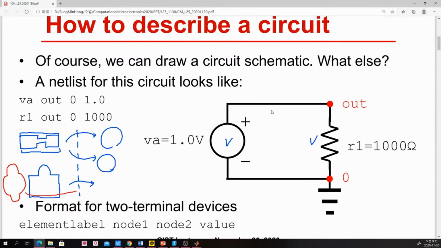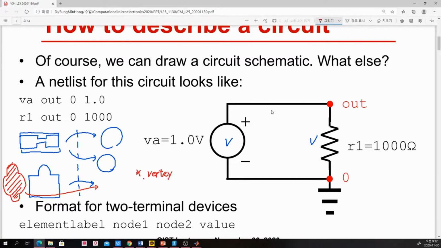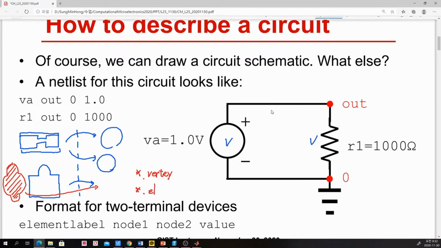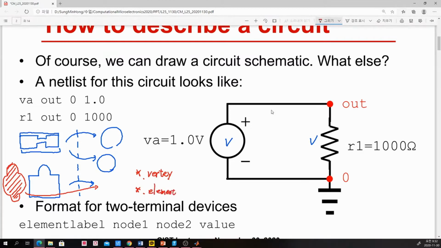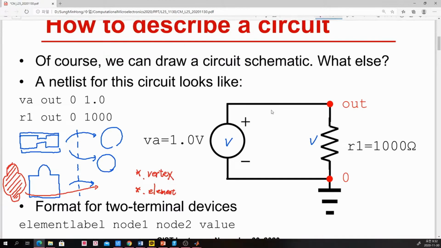Actually, if you properly solve your homework, then your program should work even for this different structure, as long as it obeys our rule. So our rule for vertex file and element file, and if you properly program it, then it should work.